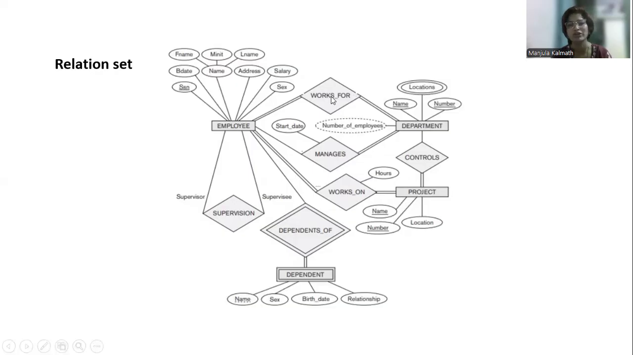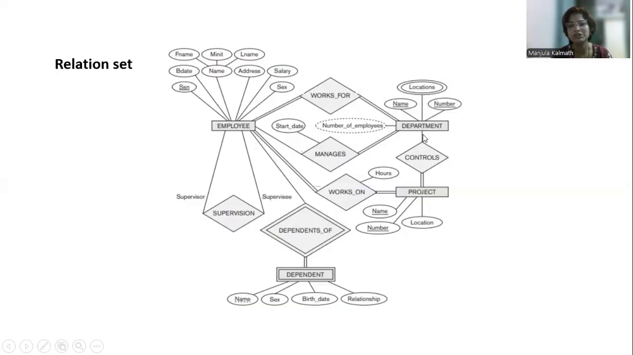It is completely involved in the relation. Like that, we can notice here the relation manages. Here we have two lines which indicate complete participation, whereas one line indicates partial participation. So we have two participation constraints. One is full participation, another is partial participation. Full participation we show with the notation of two lines, whereas partial participation is a single line.